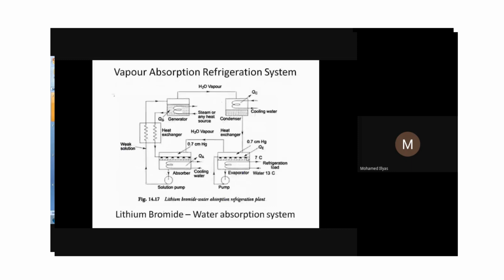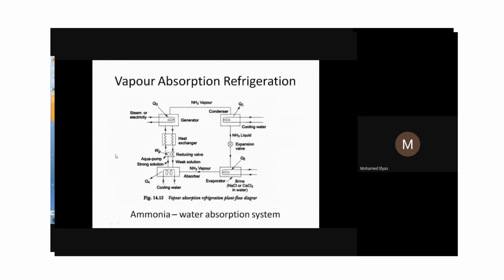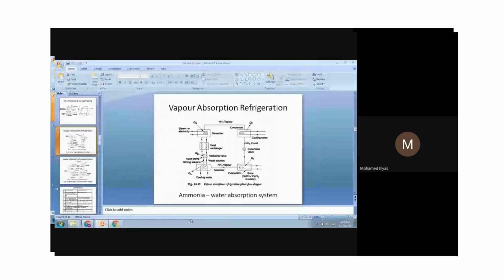In the previous case, we have two: ammonia and water. In this, ammonia is the refrigerant and water will be the absorbent. There is another system called lithium bromide and water absorption system. In addition to that, we have to maintain the other parameters, namely humidity, for our comfort, for human comfort.